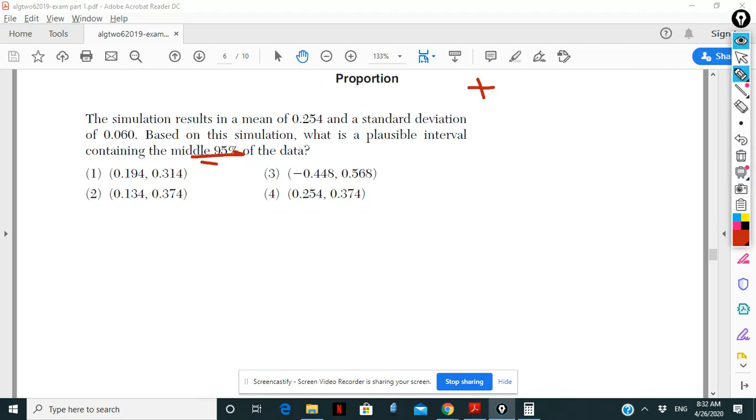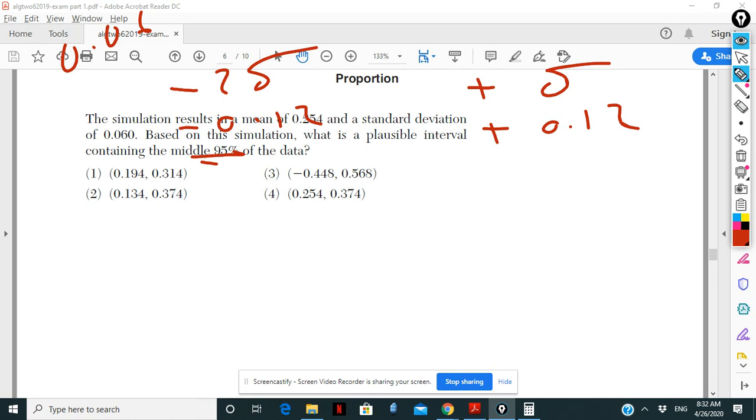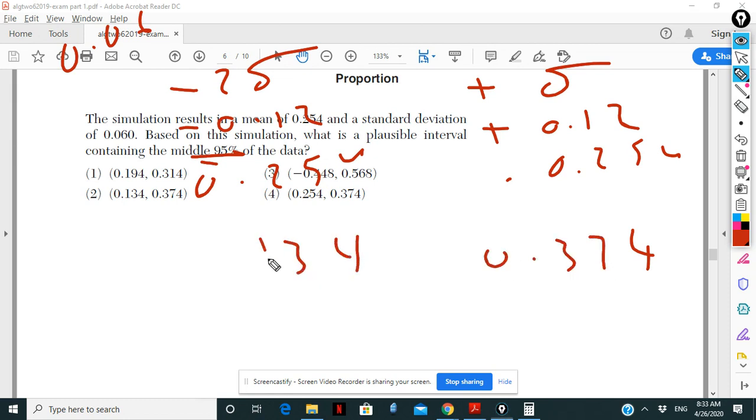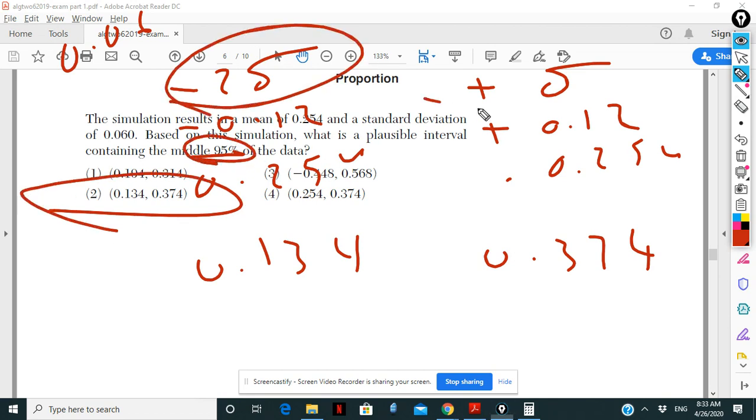95% means plus and minus 2 standard deviations. The standard deviation is 0.06 multiplied by 2, so it's plus 0.12 and minus 0.12. Now, the original one was 0.254. So when I add, I get 0.373. When I subtract, 0.131. So the answer is 2. Because 95% means plus and minus 2 standard deviations.